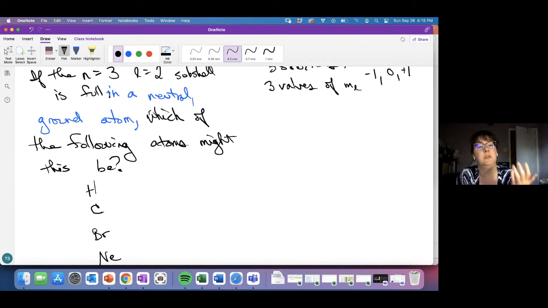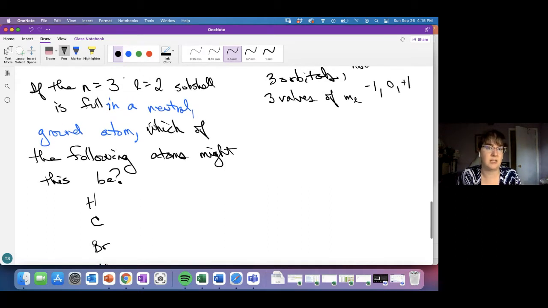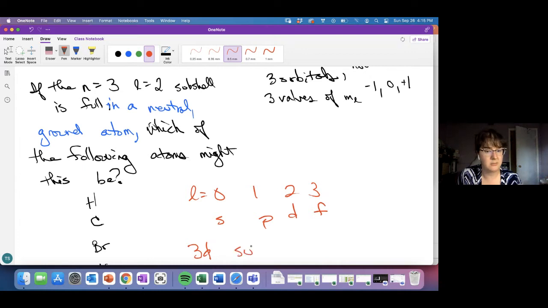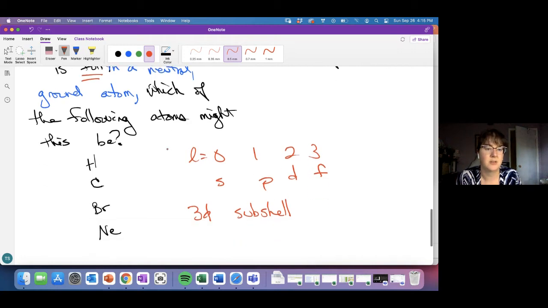And what we would expect you to do is essentially translate that this n equals 3, L equals 2 really is referring to 0, 1, 2, 3, S, P, D, F. This is actually referring to a 3D subshell. So essentially it's promising that the 3D subshell is full. So full being all 10 electrons. So I probably should have thrown in one more thing in here like iron.